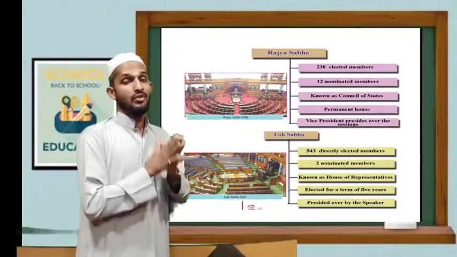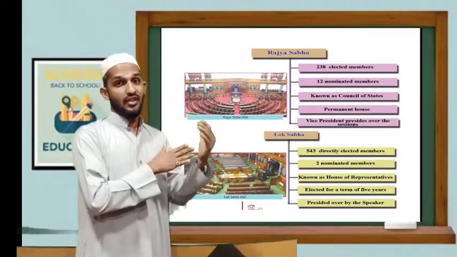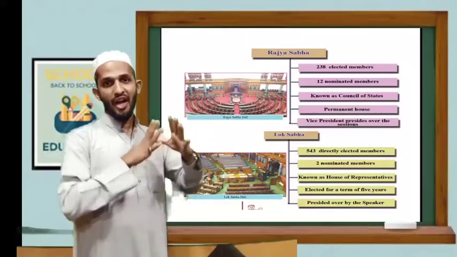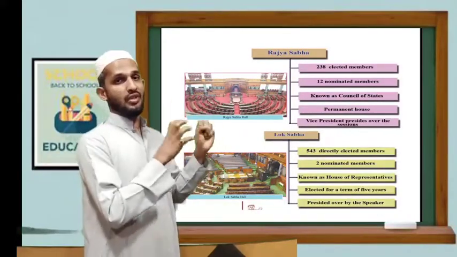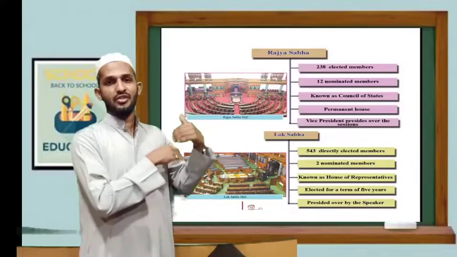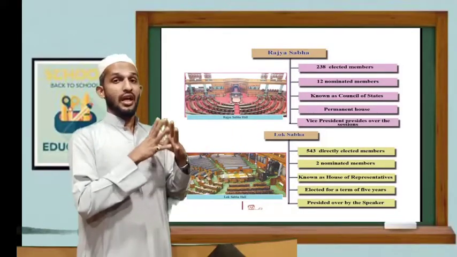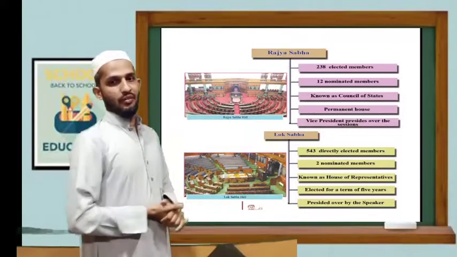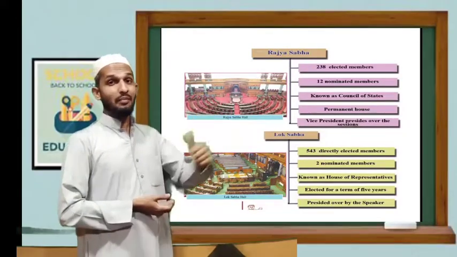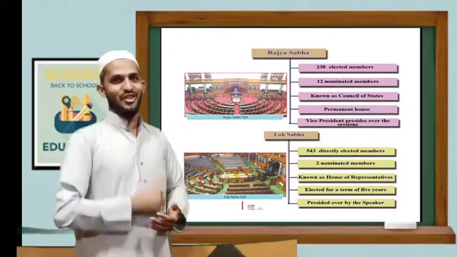1/3 of the members of the Rajya Sabha retire every 2 years. Every 2 years, 1/3 of the members complete their term and leave. So the Rajya Sabha will be there permanently. Okay. And the chairman of the Rajya Sabha is the vice president of our nation.